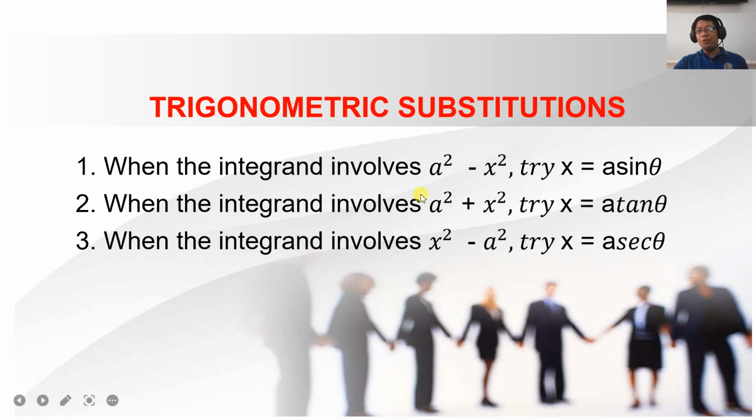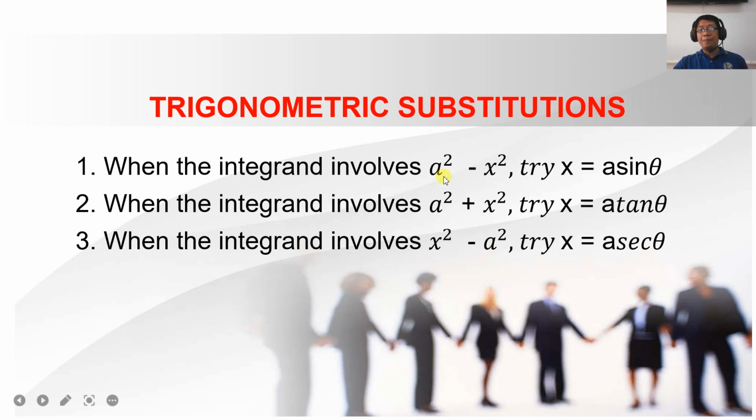So tingnan nyo lang po yung integrand kapag may nakikita po kayo na ganitong format. Yung a po is a constant. So pwede po siyang mga perfect square, yung ilagay, like 9, pwede siyang gawing 3 squared, let's say 16, pwede siyang gawing 4 squared, and itong a squared, pwedeng let's say 25, pwedeng gawing 5 squared.